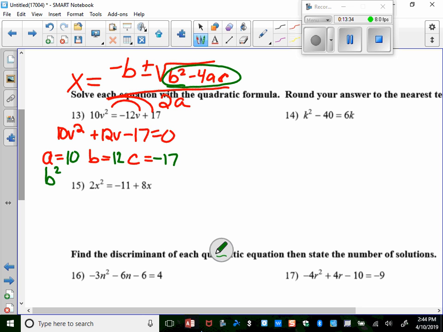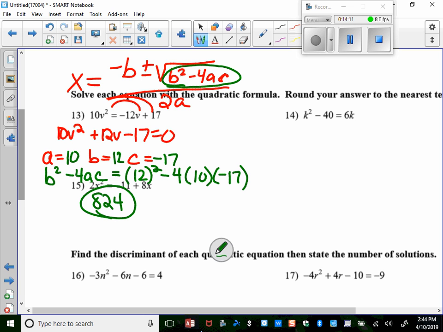So I'm going to say b squared minus 4ac. My b term is 12, so you guys can put this in your calc and make sure you're using parentheses when you put it in the calculator. So 12 squared minus 4 times the a term, which is 10, times the c term, which is negative 17. This one should come out positive. Give me the answer. No, don't take the square root. I just want to know what it is. 824. Okay. All right, so that is your discriminant piece. 824. Is that right? Yes.